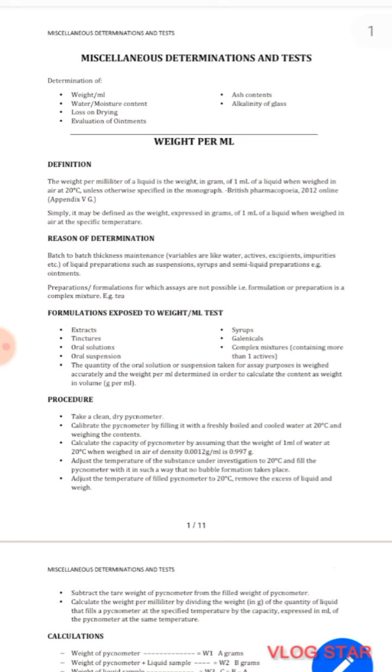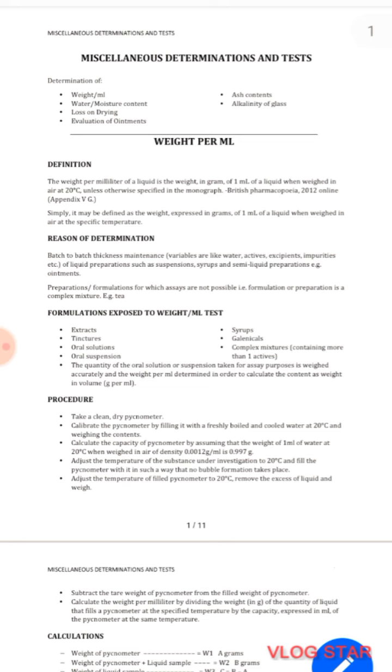Now the question arises, why do we do this process? Because we have different types of preparations where we have solid and liquid, like colloidal preparations, suspensions, emulsions, etc. Now we'll go toward the procedure.